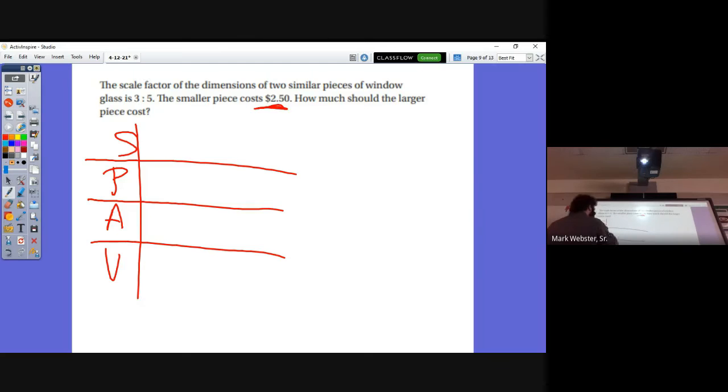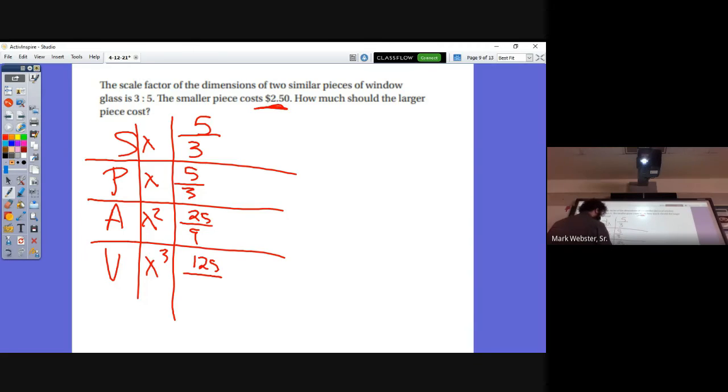The bigger one is 3/5 bigger, right? We're trying to find the bigger one, so we want to make sure the bigger number is on top. 5/3, right? And then the perimeter, same thing, 5/3. Area, we square those, 25 on top, 3 squared is 9 on bottom. For volume, it would be 125/27.